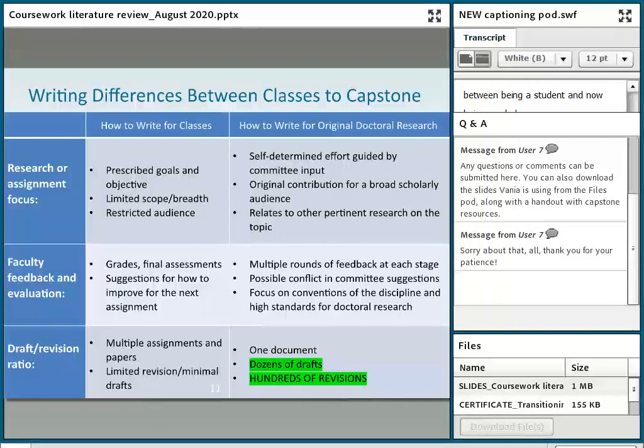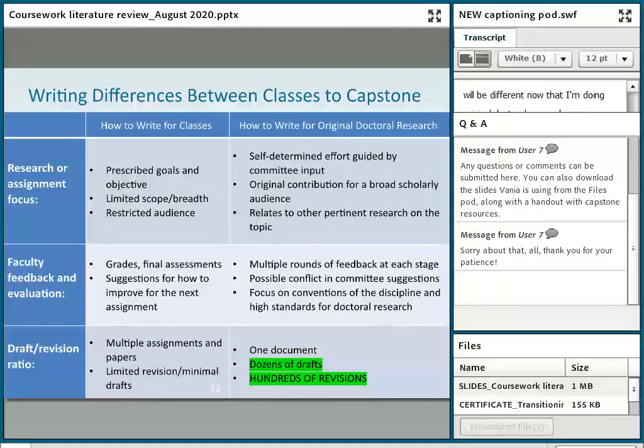Okay, so writing the original doctoral research is going to be totally different, because you are writing one document, dozens of drafts, hundreds of revisions, very different. That means your mindset needs to change from being a student to now being a scholar. It's not always going to be an easy movement, and it's not always going to be clear. Your chair and your committee members can help you with that. Part of it is just something you go through in the next year and a half, 2 years as you work on this document. It does take time.